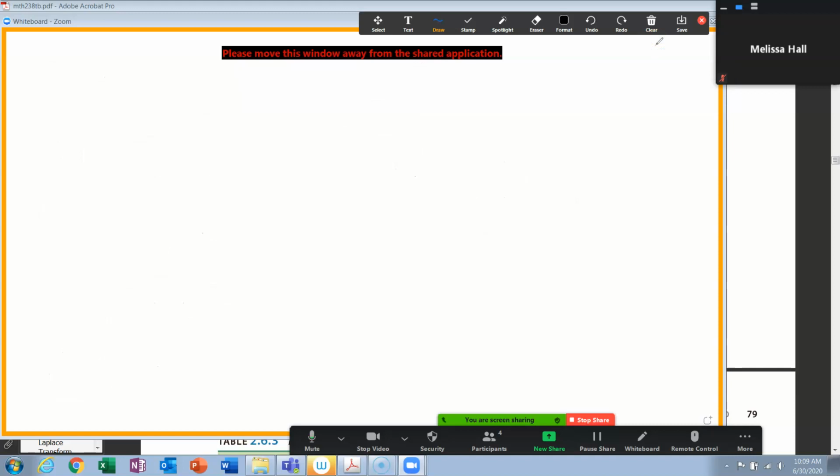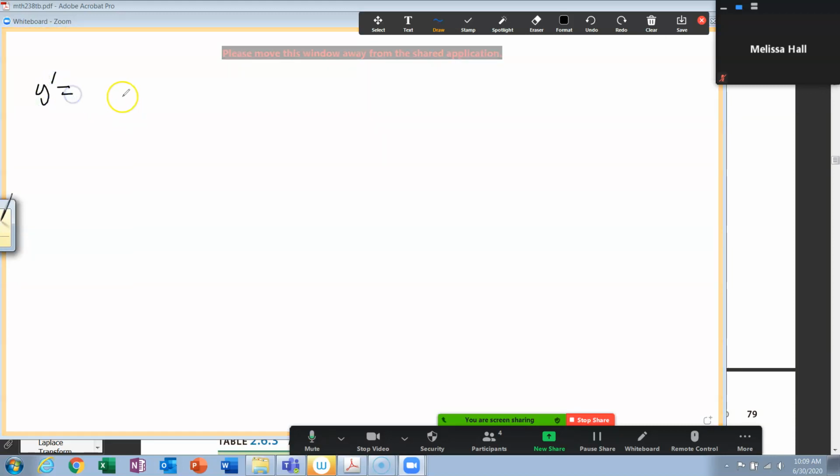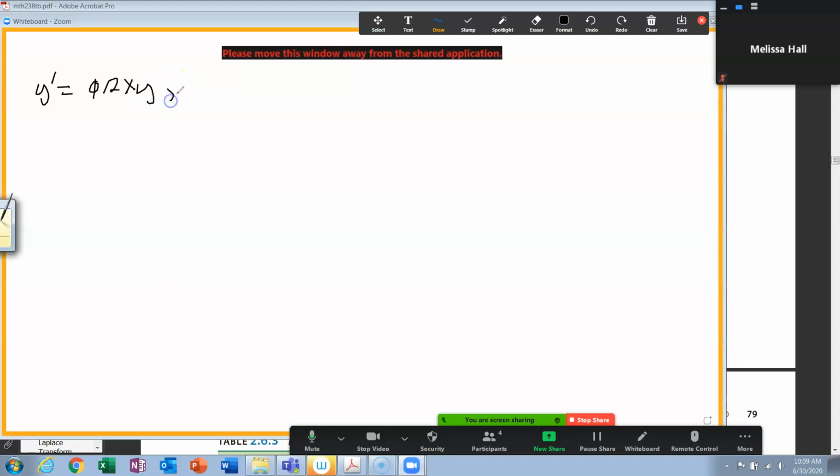Okay, so let's repose our problem here. y prime is equal to 0.2xy, with the initial condition y of 1 is equal to 1. Now, use Euler's method to obtain an approximation to y of 1.5.